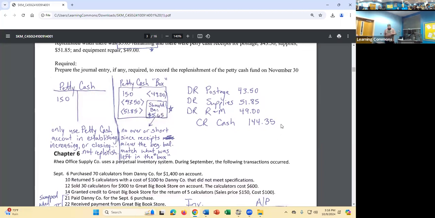So chapter six, we are using a perpetual inventory system, and during September, they give us six transactions. So go through and do the journal entries for those. Take a minute, and then we will go over that. For my class, my students, obviously some of us have not gotten there yet. So do the best you can.